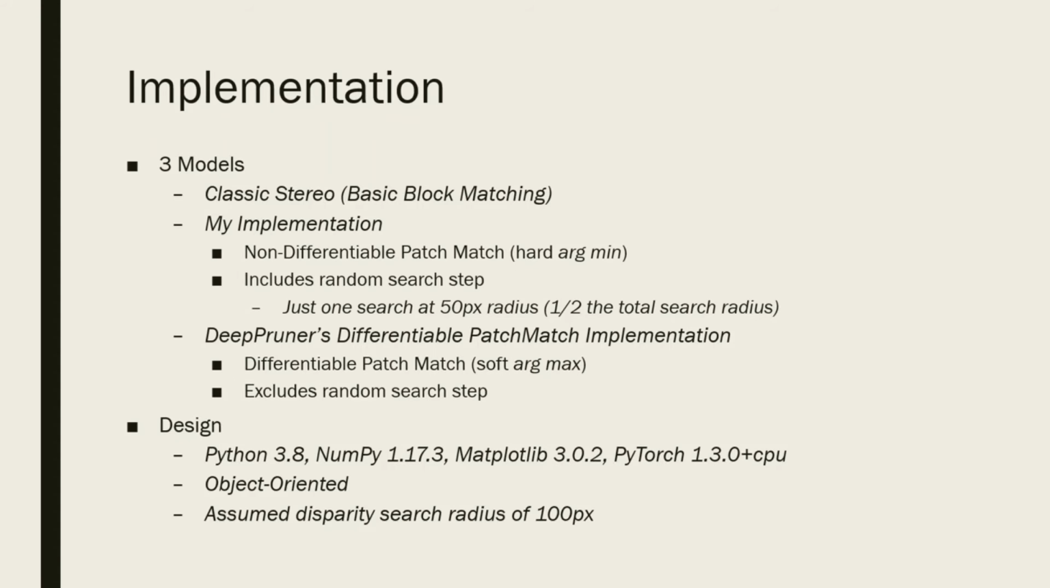For my implementation, I focused on just implementing the pruning phase using the patch match algorithm. To do this, I used three different models. One rudimentary or classic model that just performed basic block matching, my algorithm that focused on the original non-differentiable patch match algorithm, and Deep Pruner's differentiable patch match that I adapted from their source code. One thing to note is that Deep Pruner's differentiable patch match chose to remove the random search phase in order to decrease their runtime, which I'll discuss a little bit more later on.